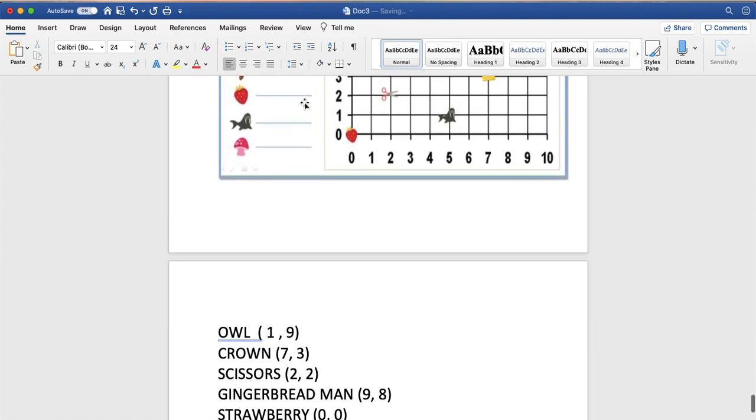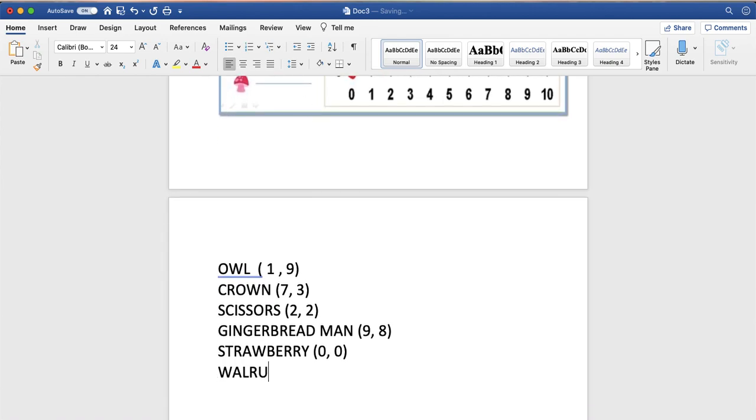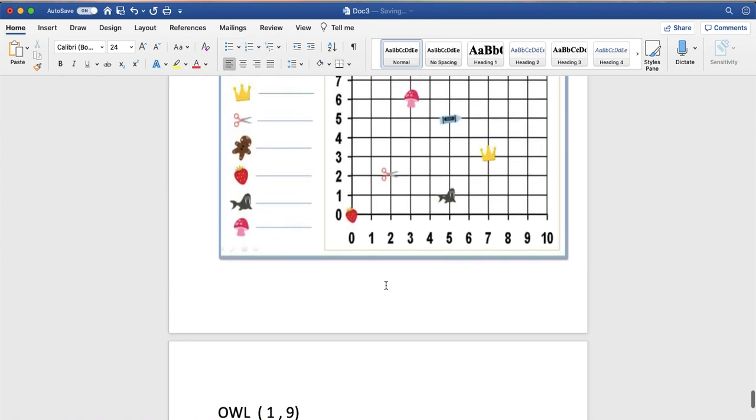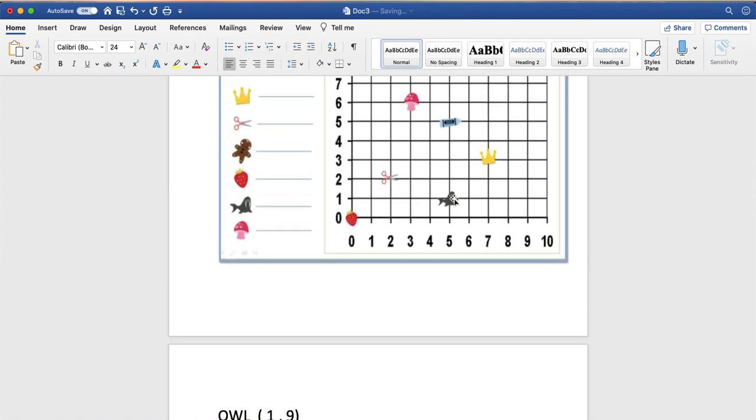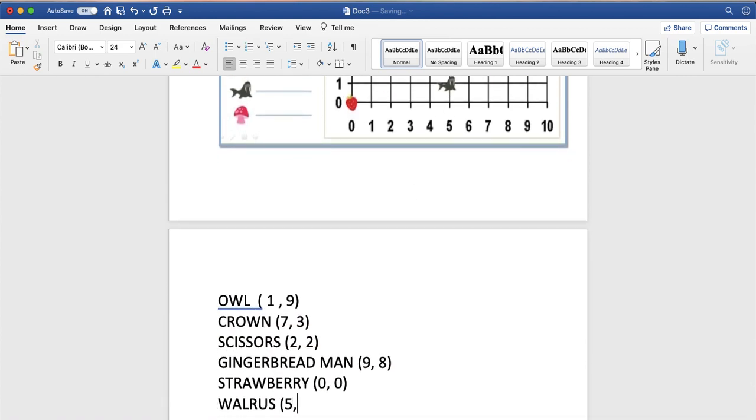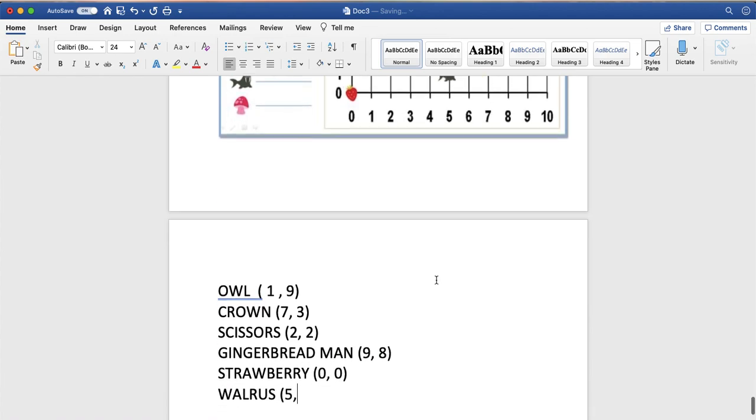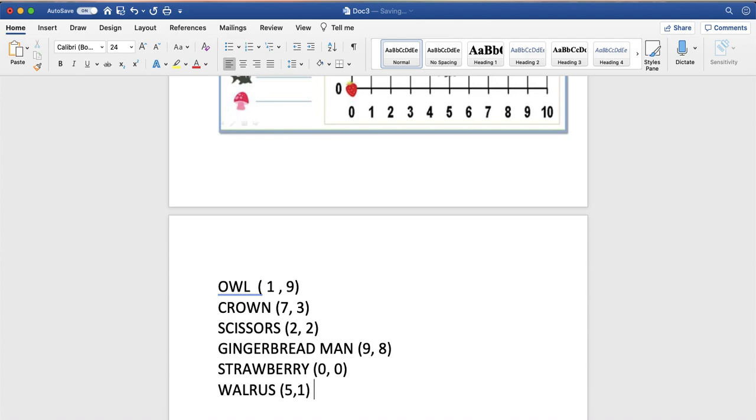Okay, my next one is a walrus. So my parentheses first. Okay, let's see how far I need to run to get to him. 1, 2, 3, 4, 5 times. Okay, I write my 5 followed by a comma, and then I jump up 1. Write my 1, close my parentheses.